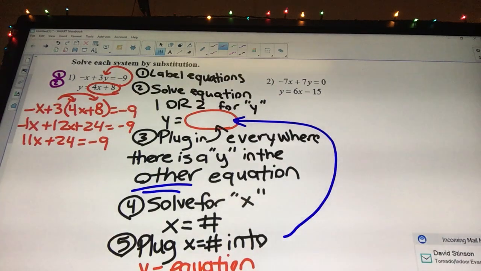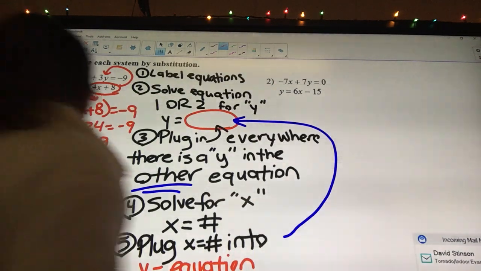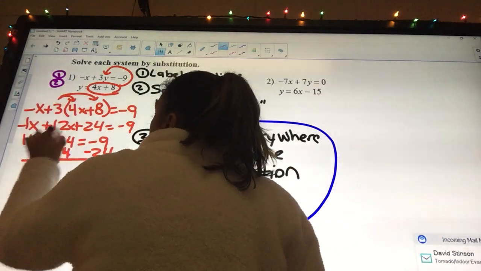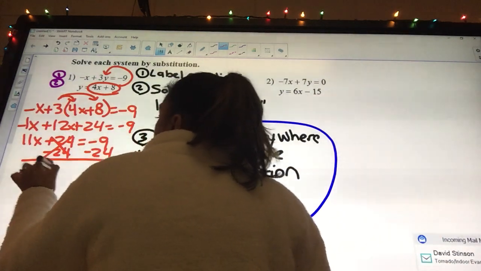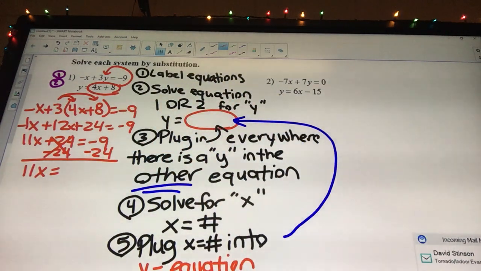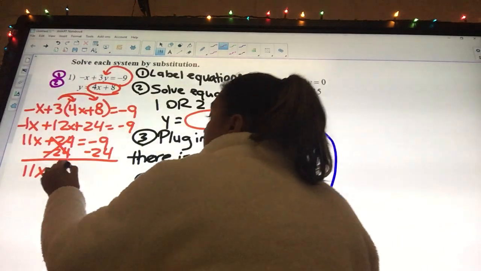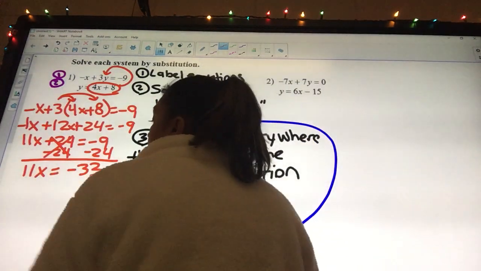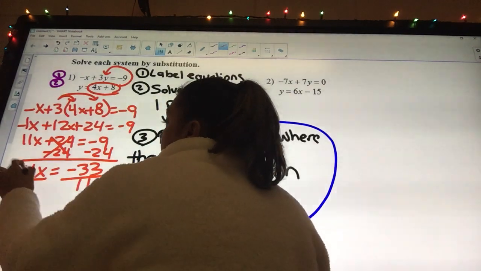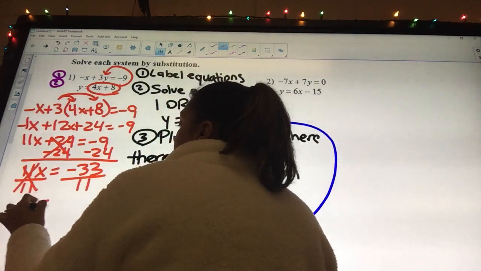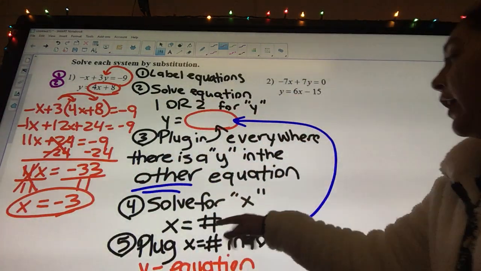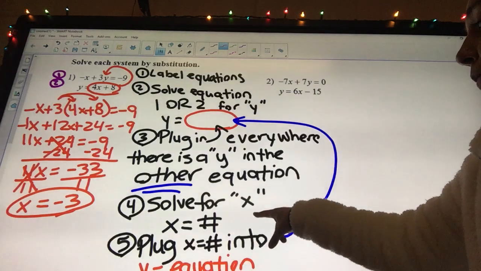Then we need to subtract 24 from both sides. So I got 11x equals negative 9 minus 24, which is negative 33. Our very last step is to divide both sides by 11. So I got x equals negative 3, and we're going to circle this. We have solved for x equals. We're still here on this step.